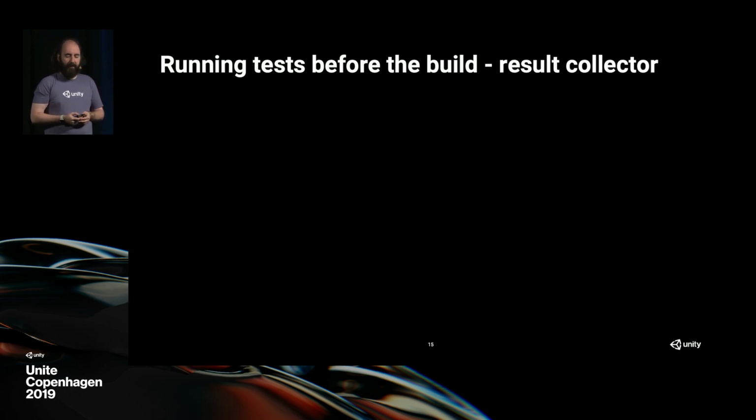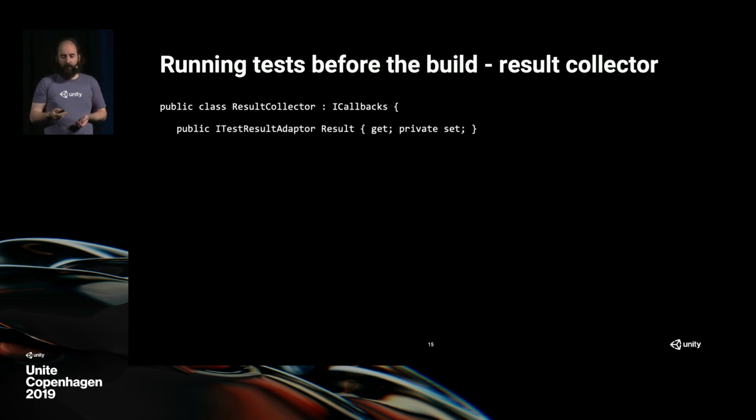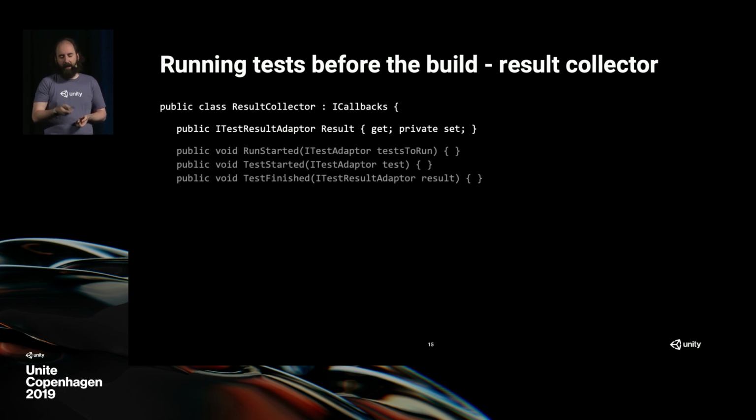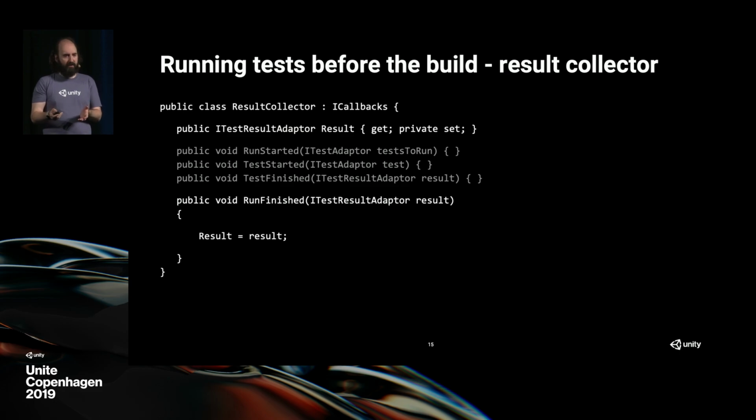So let's break this down a little bit. Firstly, we have this result collector, which again is just implementing the callbacks. And the result collector is just going to capture the result at the end of the run and hold on to it for us, so that we can then query it back afterwards. So we have a property that's going to store the result. We have our empty run started, test finished. And we have run finished, which just saves the result into the property. So we can make an instance of this, hand it to the TestRunner API, it will catch the results for us, and then once we know the run is finished, we can just retrieve them from that.